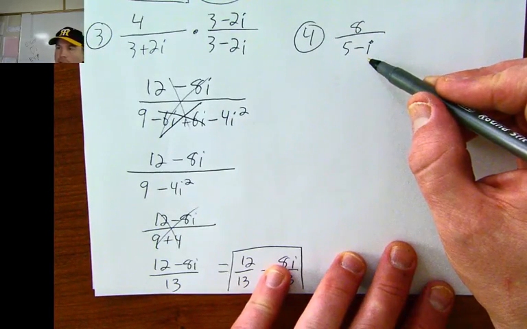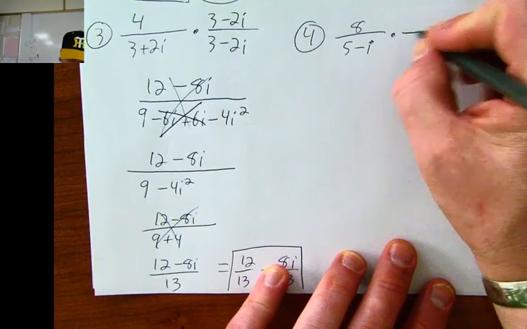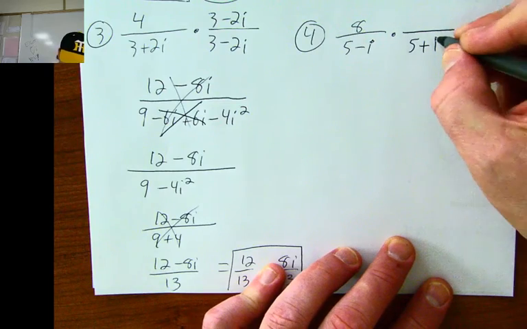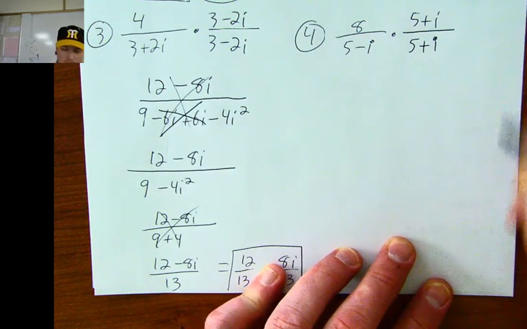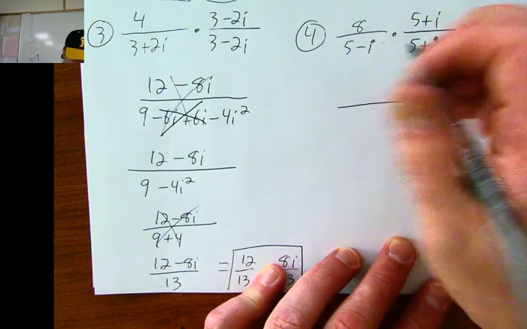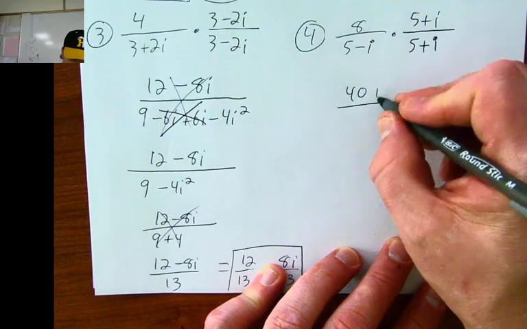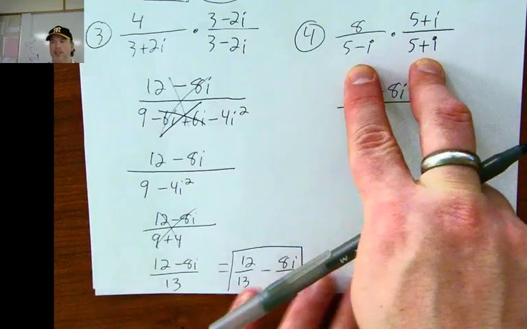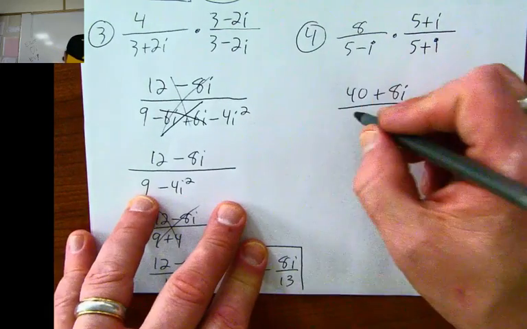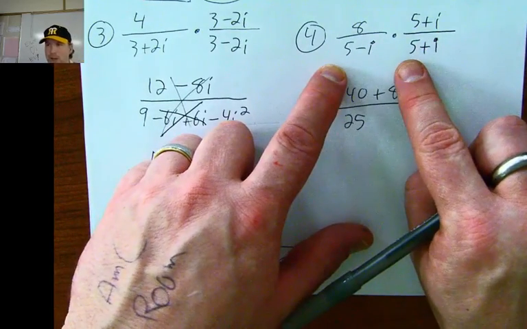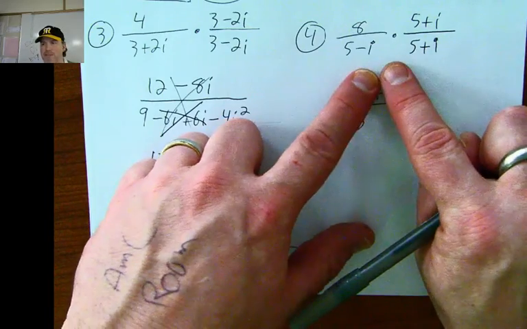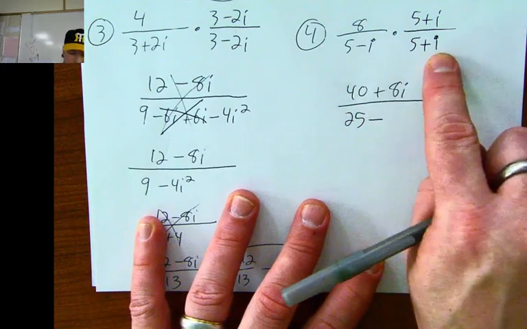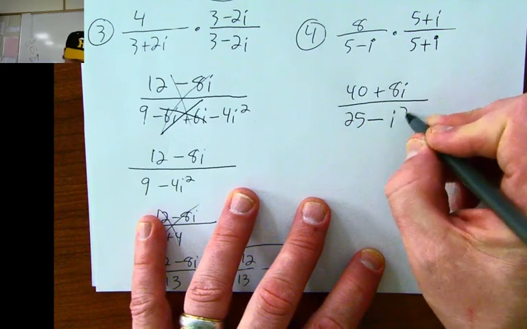I have a denominator of 5 minus i, so I multiply by its conjugate, which is 5 plus i. On the numerator, 8 times 5 is 40. 8 times i is 8i, so it's 40 plus 8i. Denominator, you do the conjugate thing, so which becomes 20. The firsts is 25. The outers and the inners, positive 5i, negative 5i, they cancel out, so I leave that out. And then minus negative i times positive i, that's negative i squared.